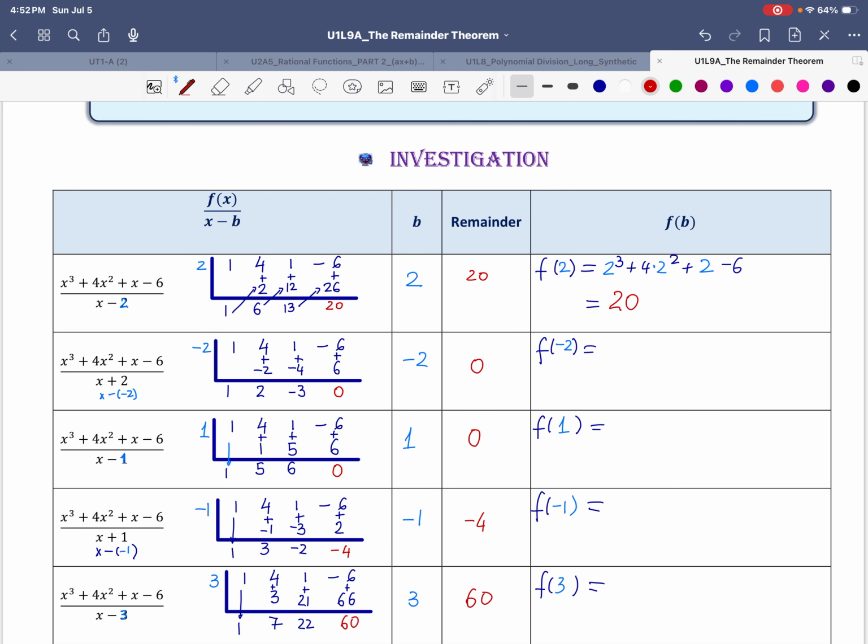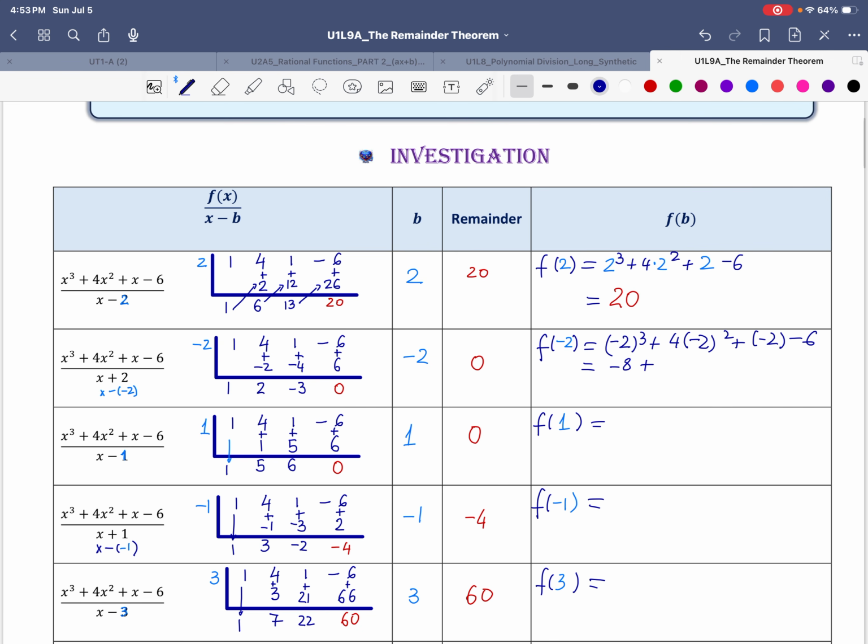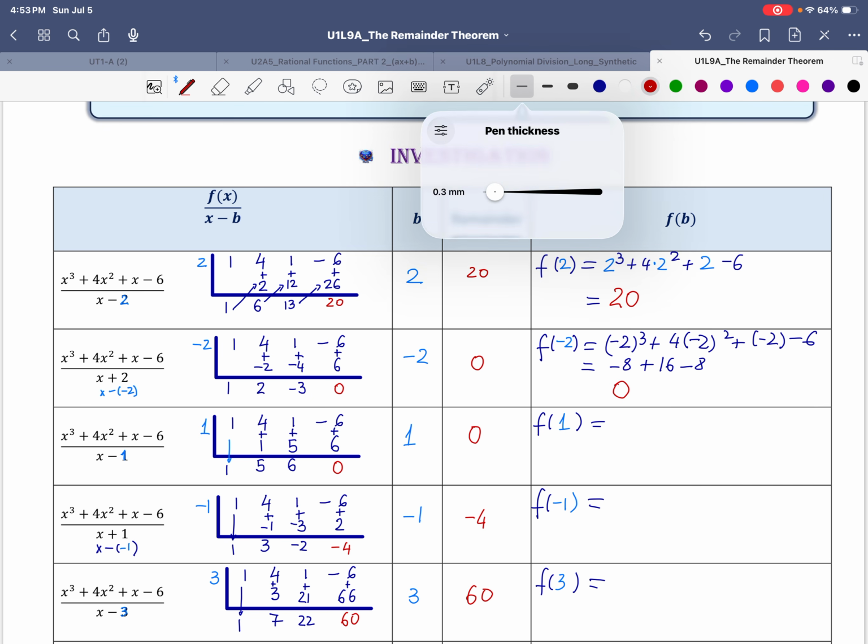You probably already see the pattern, what is happening. So in the same way, we're going to find f at negative 2. So we'll have negative 2 to the power 3 plus 4 times negative 2 squared plus negative 2 minus 6. So I'm going to do this step by step so we can see it best. Negative 8 plus negative 2 squared, 4 times 4, 16. Minus 2 minus 8, minus 8. See, negative 8 minus 8, negative 16 plus 16, 0. So we'll say that the value of the function at b equals 0.